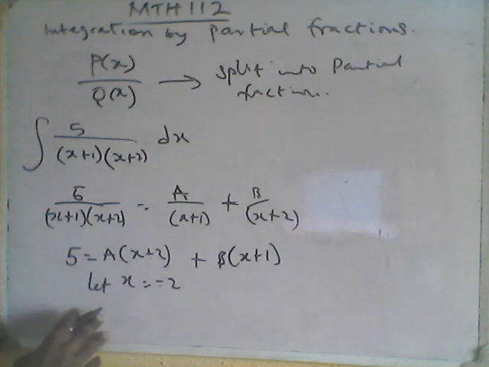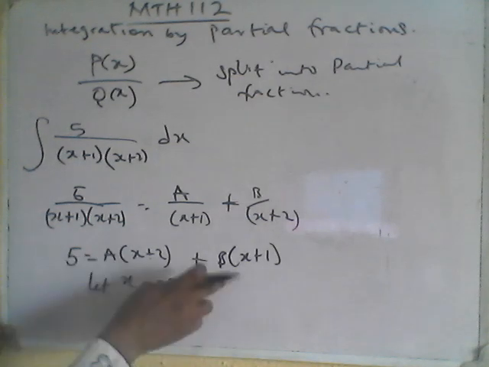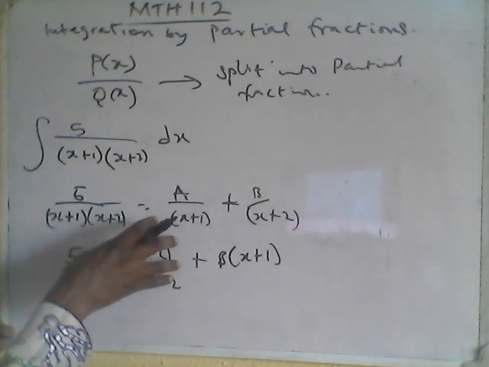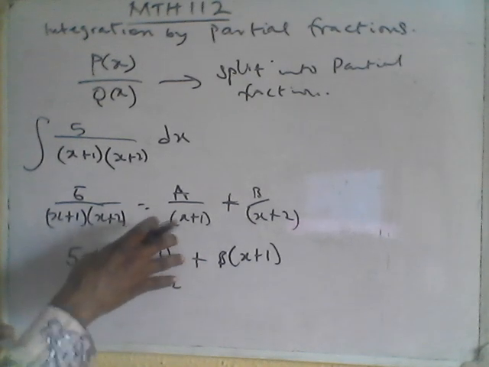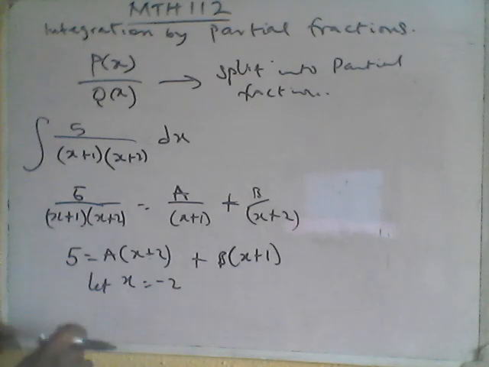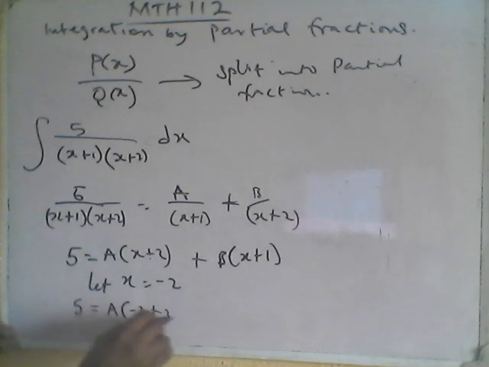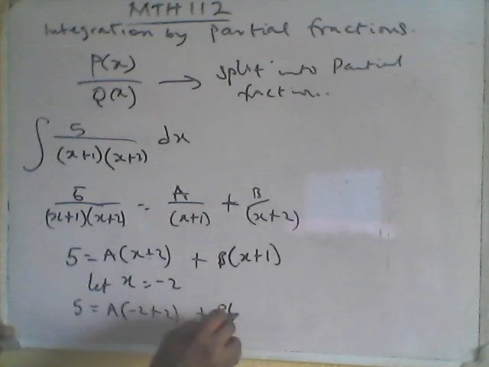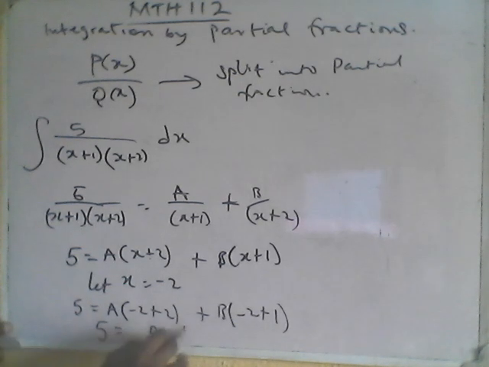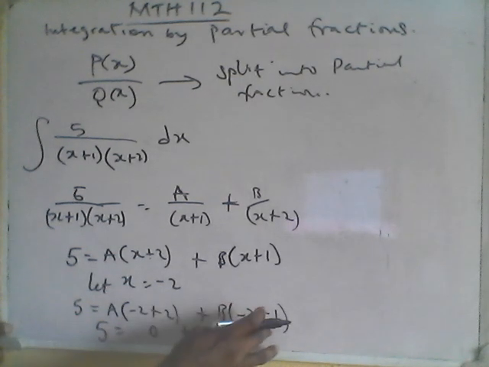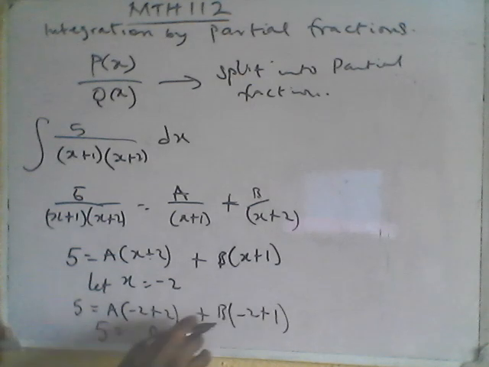Let x be minus 2, right? My goal is to find what a and b are. So the first thing is to look for something to make x be so that everything will be 0, and that thing is minus 2. If I put minus 2 here, let me do 5 is equal to a times minus 2 plus 2, plus b times minus 2 plus 1, right? So minus 2 plus 2 is 0, and 0 times a is 0. So I have 5 still outside here. Minus 2 plus 1 is minus 1, and minus 1 times b is minus b.